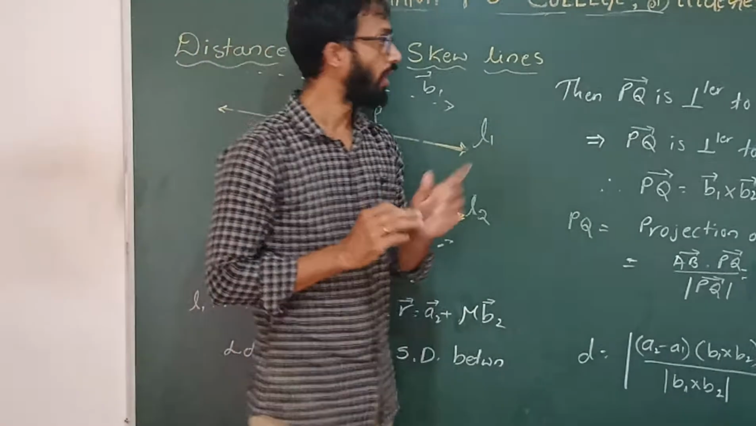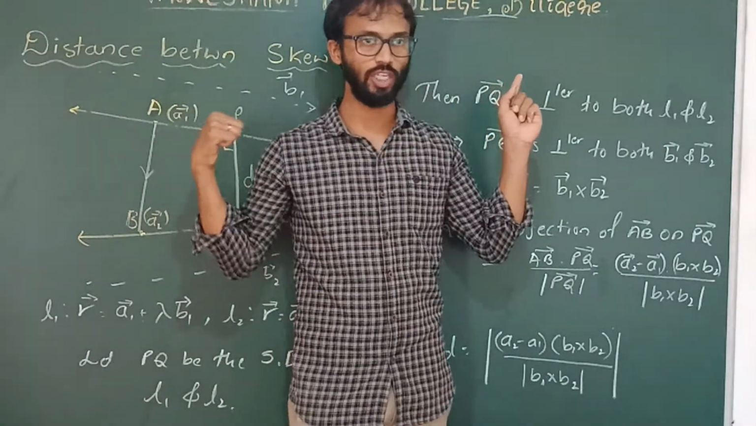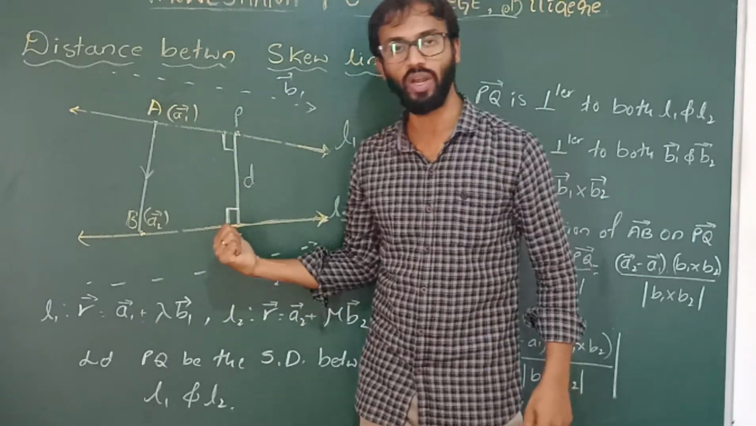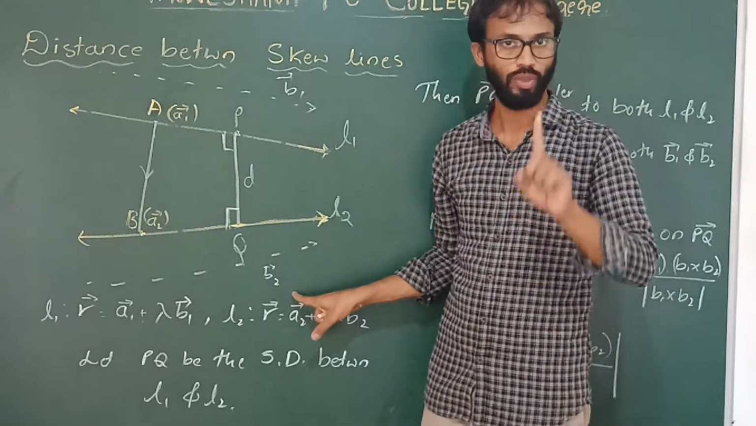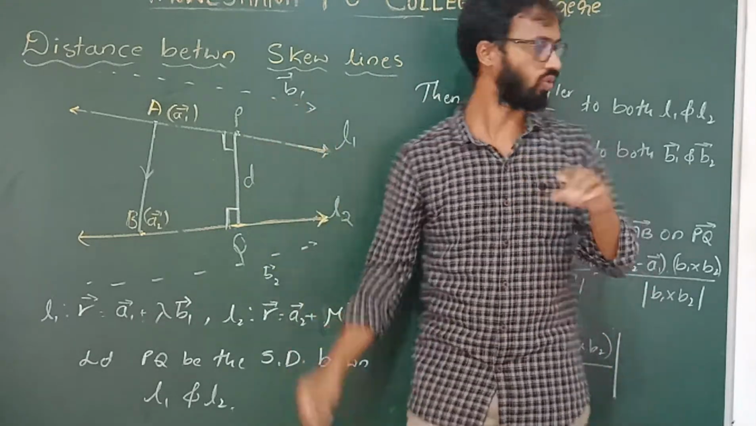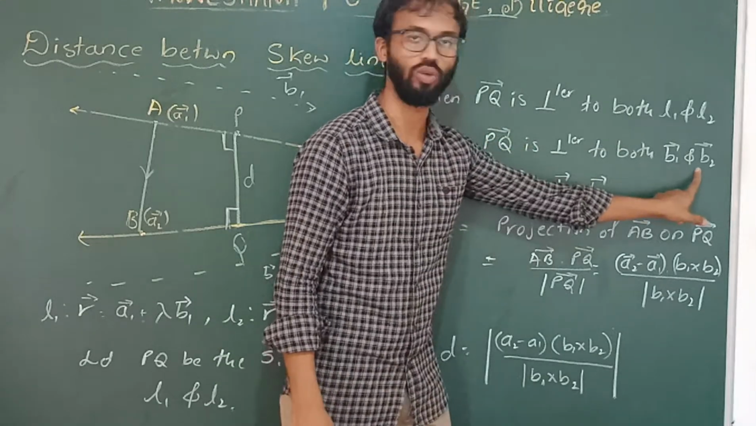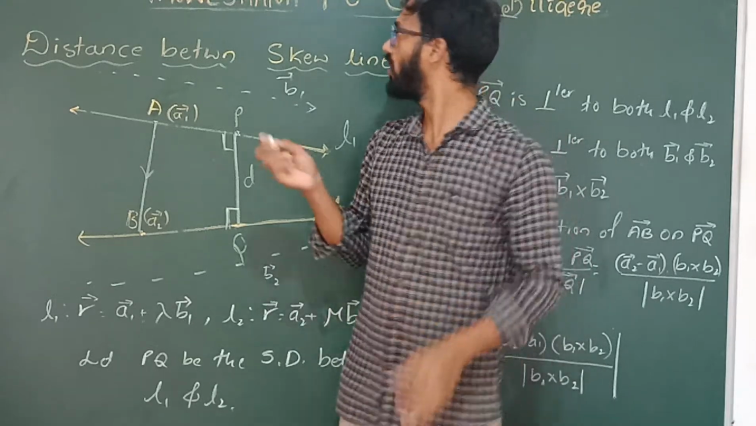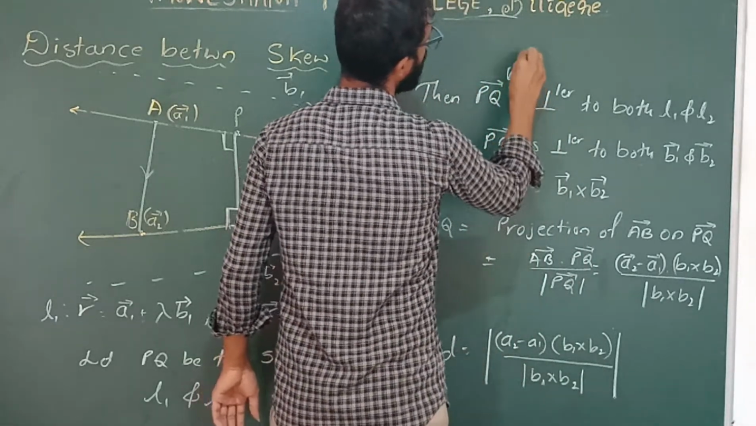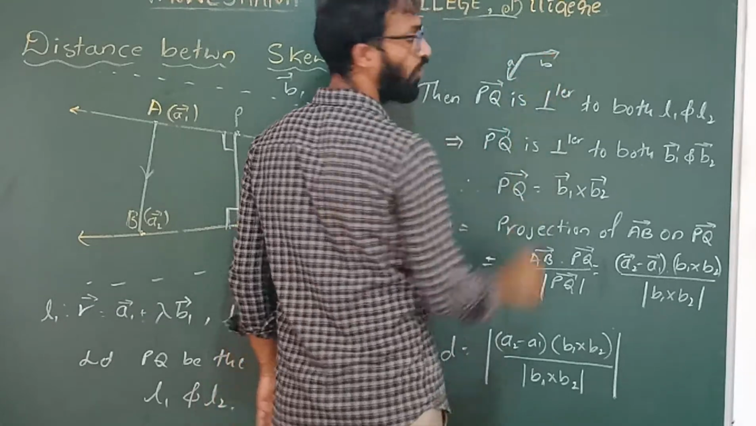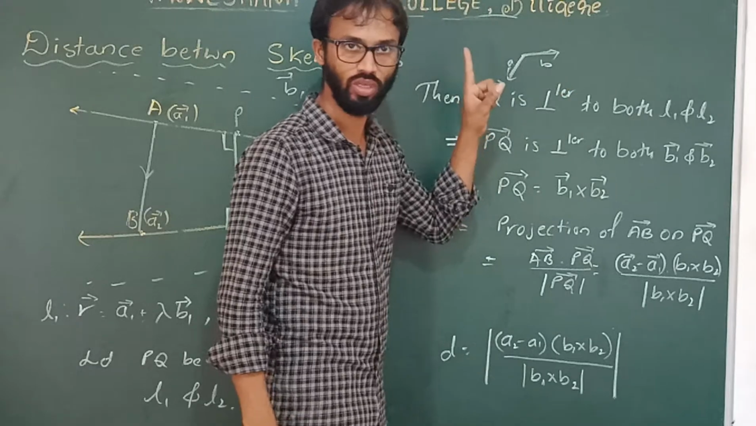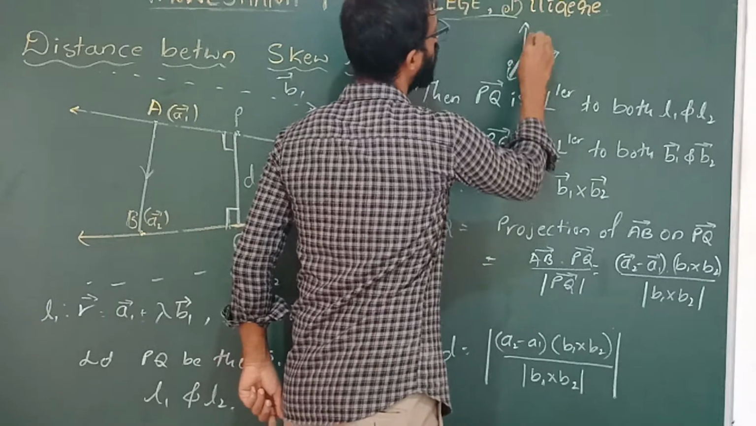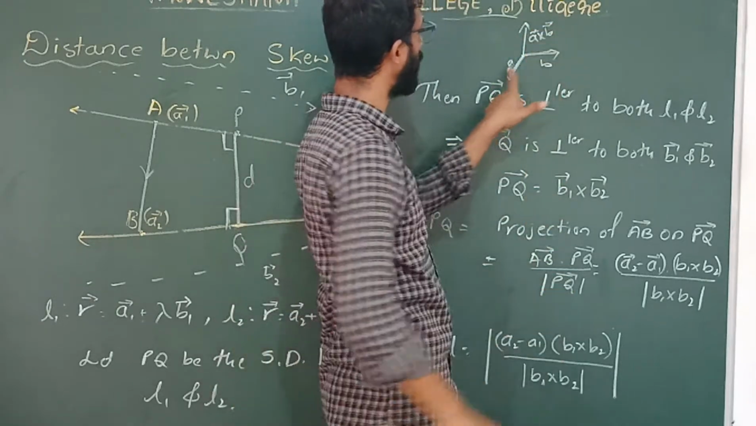So now, dear students, we know PQ is perpendicular to L1 as well as L2, which means it will be perpendicular to B1 and B2 also. Now we know a vector which is perpendicular to two given vectors: if this is one vector A and this is one vector B, and I want a new vector perpendicular to both, it is nothing but A cross B. Correct? So this is a new vector which will be perpendicular to both vectors.